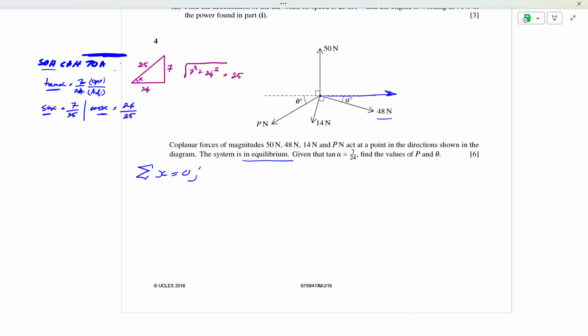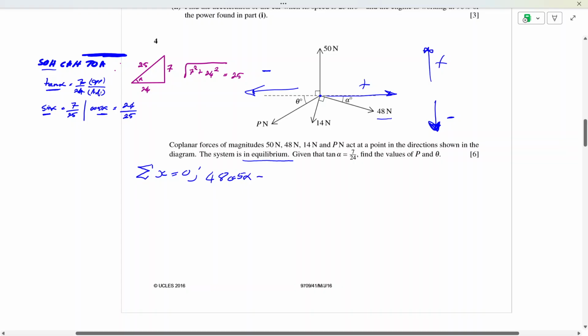This force here is going to be equal to 48 cos alpha, and this is going to be the positive direction, this is going to be the negative direction. Up is going to be positive and down is going to be negative. Remember, force is a vector quantity, which means it has magnitude and direction. Then I'm going to subtract the force going to the left. In this case, this side, I want to subtract the P.